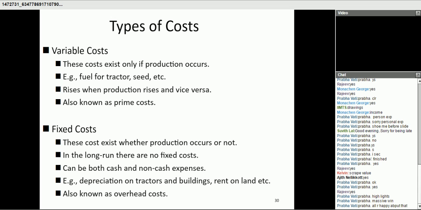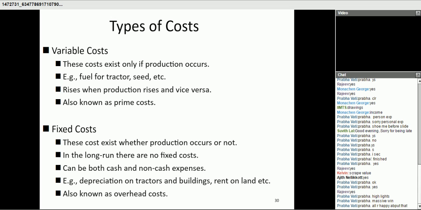Okay. The next is the fixed cost. Fixed costs are those which are incurred whether production takes place or not. So in the long run, there are no fixed costs, because in the long run everything is variable, everything can be changed. So it can be a cash or a non-cash expense. The example is depreciation on tractors and buildings, as discussed. Then the rent on land, and it is also known as overhead costs.